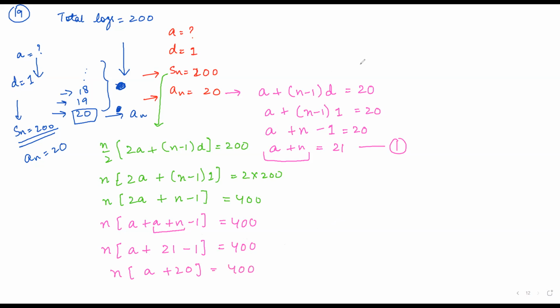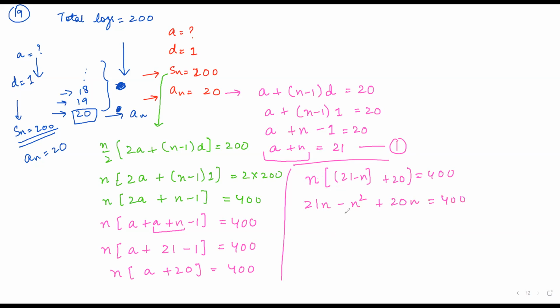And this will give me, what will it give me now? I want to change this a also. Again, I'll do one thing. So I'll remove a by substitution. So n into, now in place of a, can I write 21 minus n? And then plus 20 is equal to 400. Again from 1. Now just open the bracket. So 21n minus n square and plus 20n, because this n will be multiplied, n is equal to 400. So this will be n minus n square is equal to 400, right?